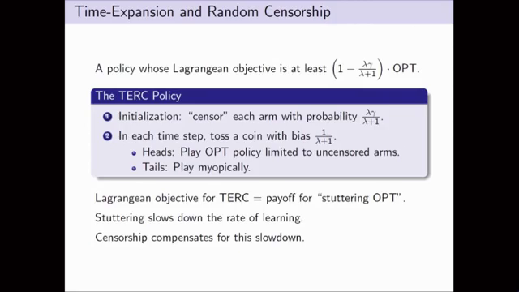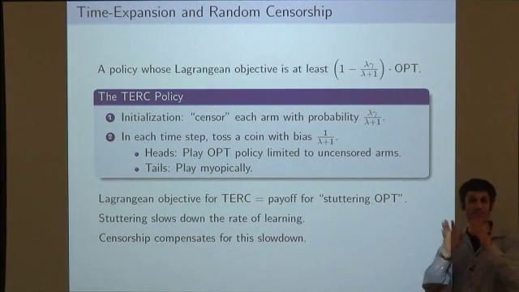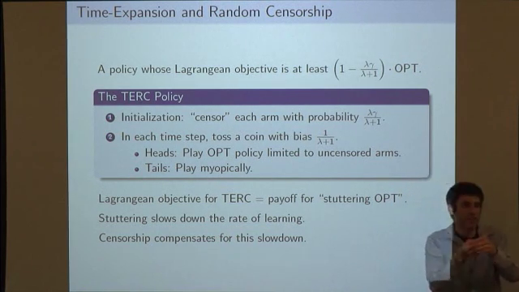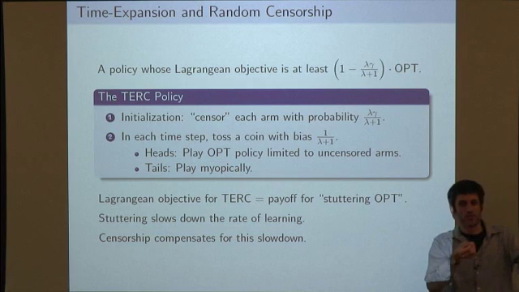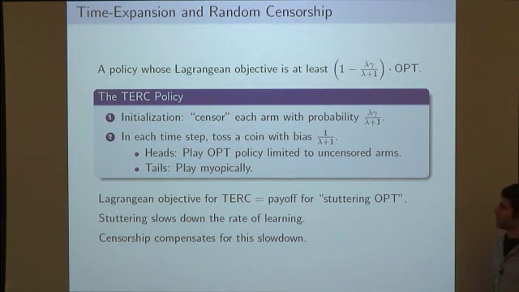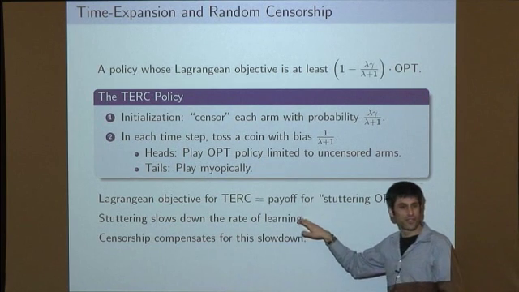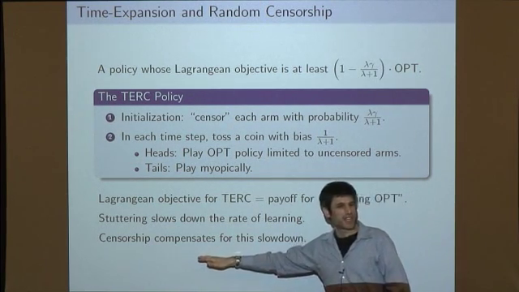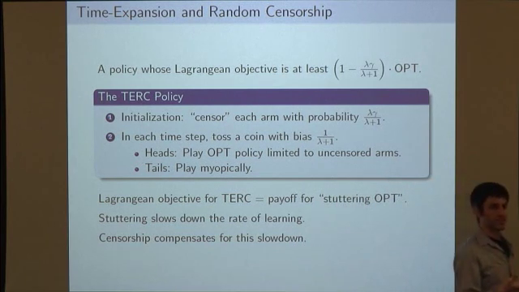OK, so in other words, the Lagrangian objective for the Turk policy is the same as the expected payoff for a stuttering opt that every time it pulls an arm, it stays on it for some random geometrically distributed number of steps and then advances. Stuttering slows down the rate of learning and reduces payoff. The censorship is designed to compensate for this slowdown.